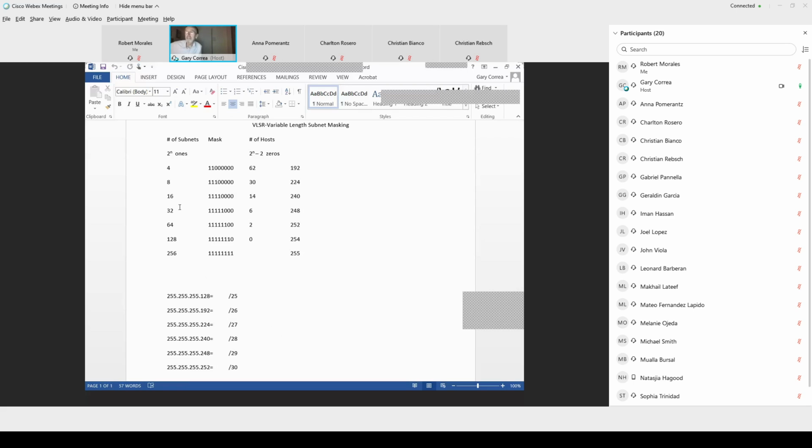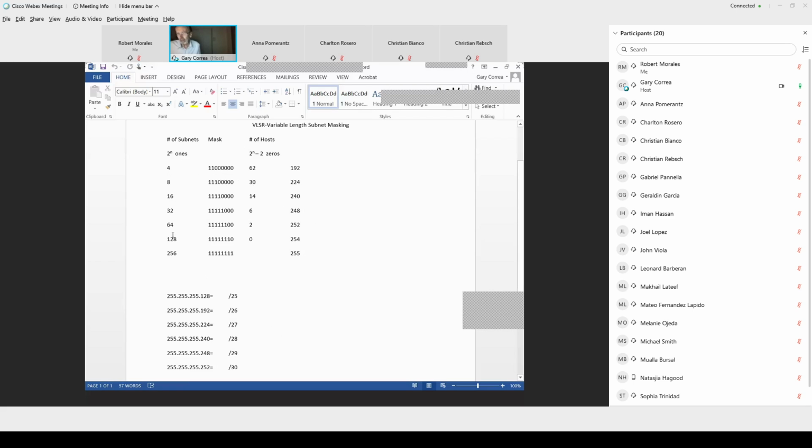Let's talk for a minute about the number of hosts. The number of hosts is simply the number of computers on each subnet. Now, that's based on the number of zeros. This should not be rocket science. The fewer ones you have, the more zeros you have. The more ones you have, the fewer zeros you have. So if you have very few ones, you have very few subnets. But that gives you a lot of zeros, which means a lot of computers on each subnet.